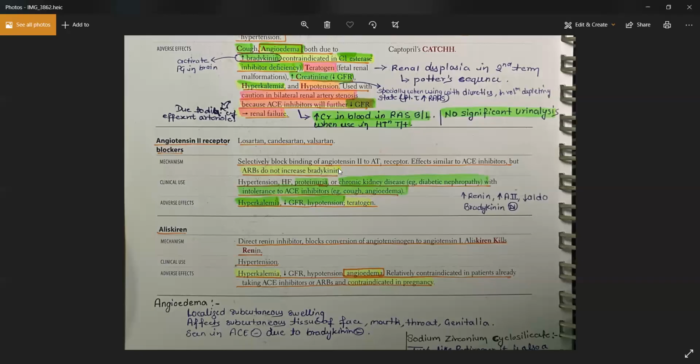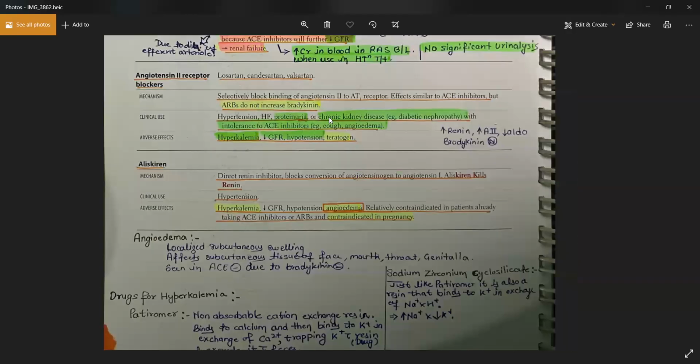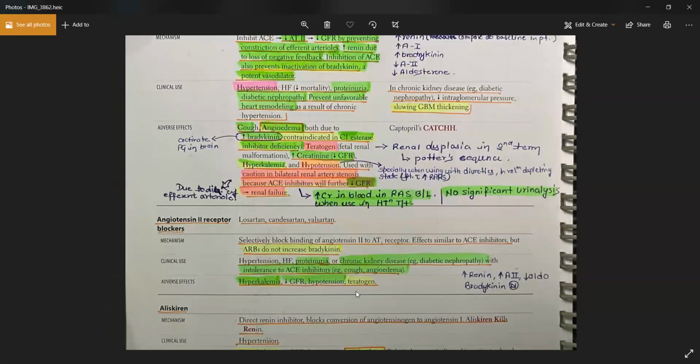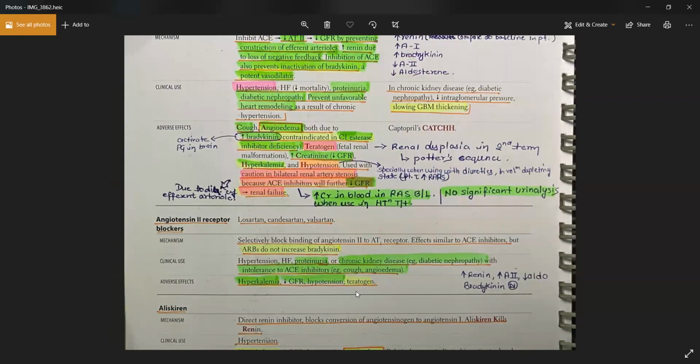Low level of aldosterone. Uses: hypertension, heart failure, proteinuria, chronic kidney disease, and of course diabetic nephropathy. All of these drugs are the renoprotective ones. Side effects: they can cause hyperkalemia, a loss of GFR, and hypotension. Both the drugs are teratogenic. I told you they will all cause the Potter syndrome, remember? Sorry, the Potter sequence. So they're all teratogenic.